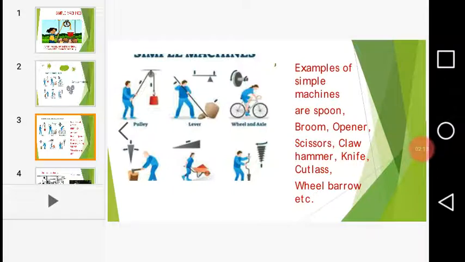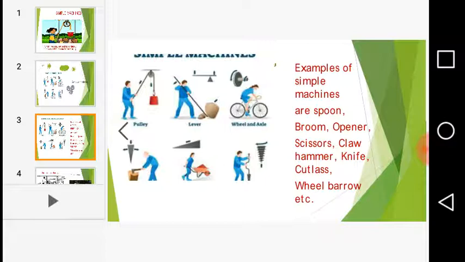Next, we'll look at the parts of simple machines. Note that the types and parts are not the same. For the parts, there are the pivot or fulcrum, the effort, and the load. While for the types, we have the lever, the pulley, the wheel and axle, the inclined plane, the screw, and the wedge.